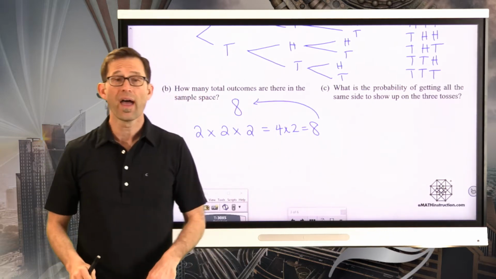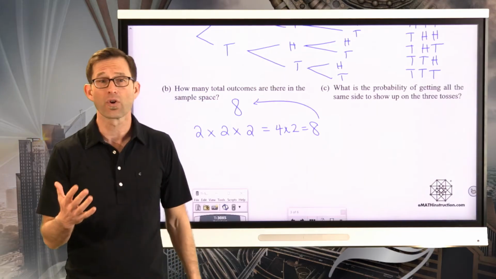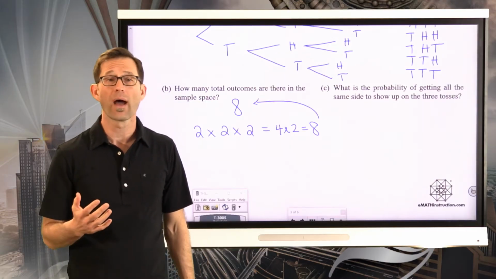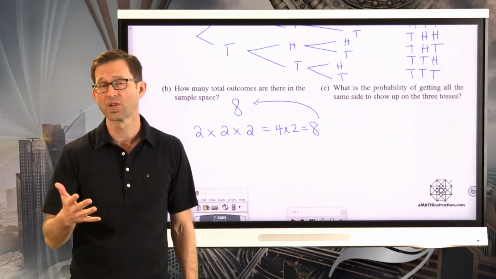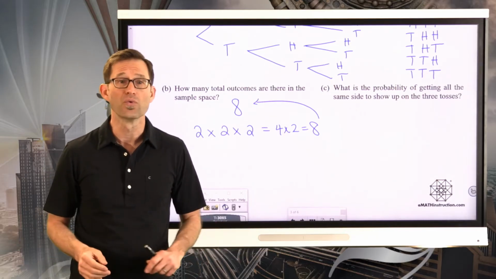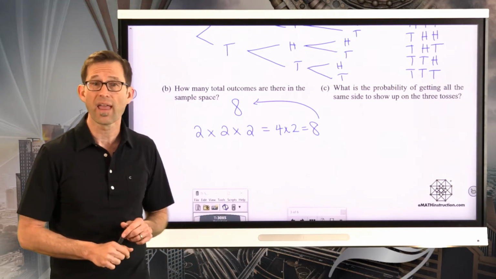So, if I flipped 5 different coins and I wanted to know how many total outcomes there would be, I'd do 2 times 2 times 2 times 2 times 2, and I'd actually get 32 total outcomes. Here I've just got 8.